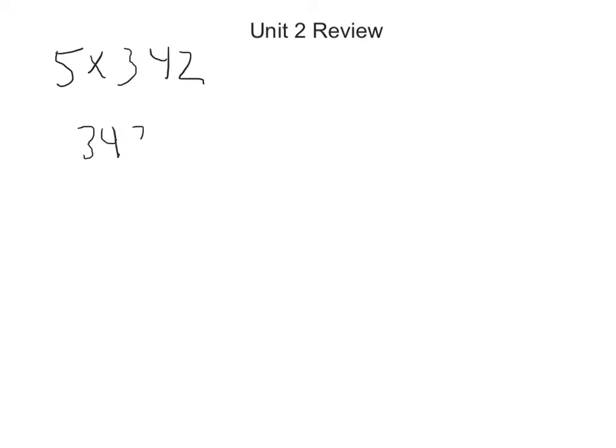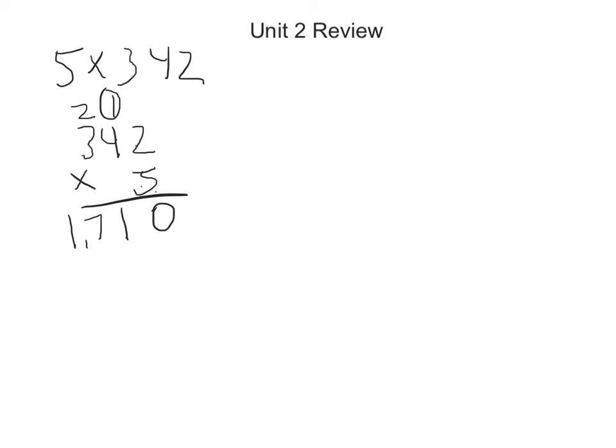I'm going to do 342 times 5. And I get 2 times 5 is 10. Carry the 1. 4 times 5 is 20, plus my 1 is 21. Carry the 2. 3 times 5 is 15, plus 2 is 17. So my answer is 1,710.